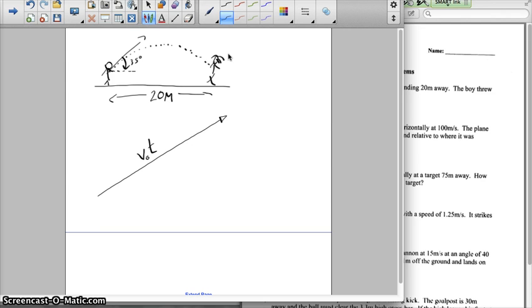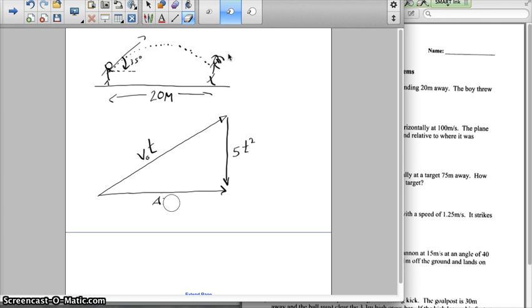My 1/2 at squared vector is going to be straight down. But I do know this horizontal vector here, my displacement. In this case, it is horizontal only, so I'm going to call it delta x. And this vector straight down is going to be 1/2 at squared. So half of a is 5, so this is 5t squared. And it seems like I should know something else to solve the problem. Oh yeah, this is 20 meters across here, so I'll go ahead and just label it as 20.